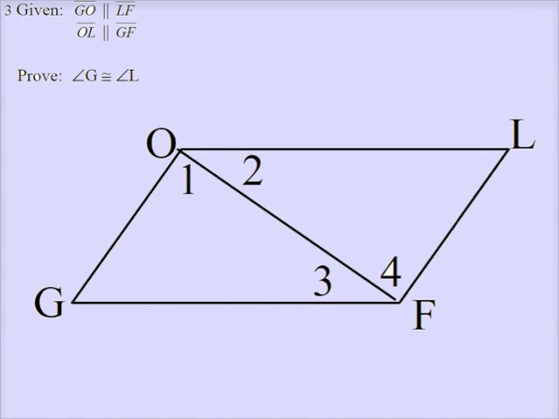We're given that GO and LF are parallel, OL and GF are parallel, and our job is to prove that G and L are congruent angles. So the sub-step, or the step kind of before proving this is true, is we'll want to prove that the two triangles are congruent. So we're going to start by proving the triangles are congruent, and then we can use the CPCTC, like we've seen before, to prove that angle G and angle L are congruent.